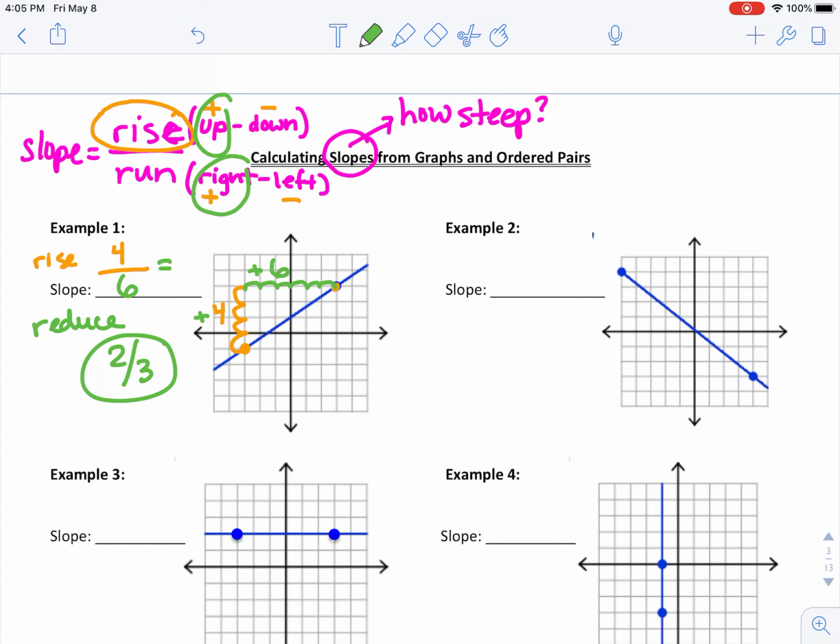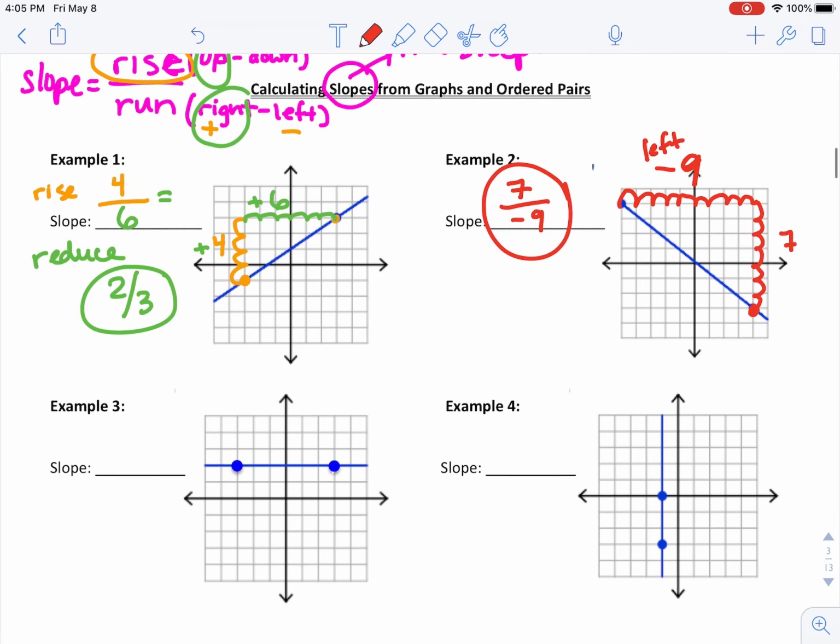Let's go to example 2. Again, same thing. Start with the lowest point and start by rising up and count. Okay, so I'm going to start by counting 1, 2, 3, 4, 5, 6, 7. So my rise is 7, and then my run is 1, 2, 3, 4, 5, 6, 7, 8, 9. But notice I went to the left 9, so I have to do a -9. And this one does not reduce if you try it, so that's your answer. That's it, 7 over -9.